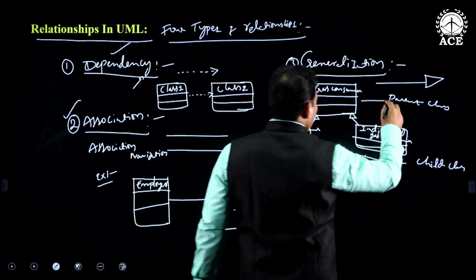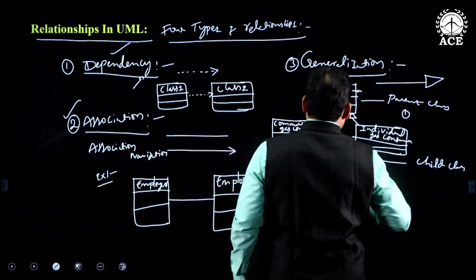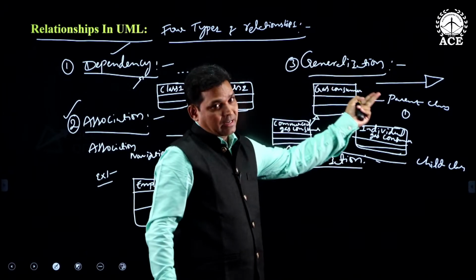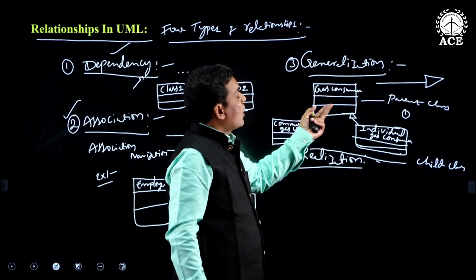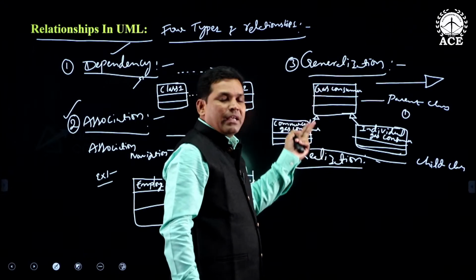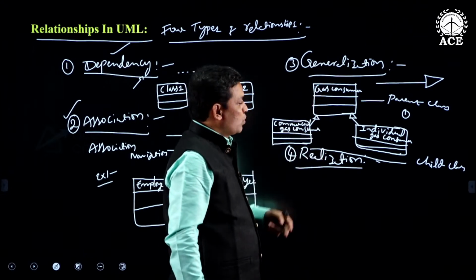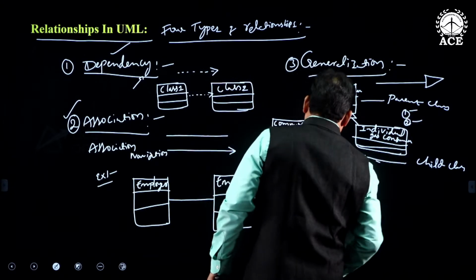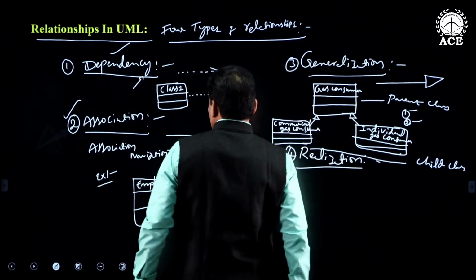What are the properties of generalization? A child can be substituted by the parent, can act as a parent, and can communicate with other classes. A child can acquire the properties of the parent class. Those are the properties of generalization. So that is the third relationship in UML.